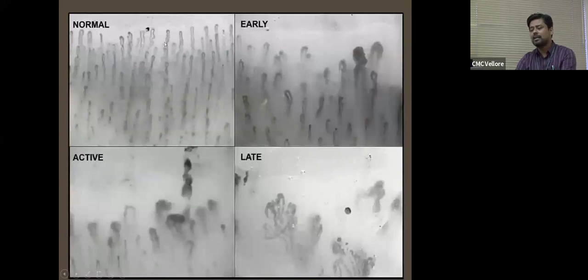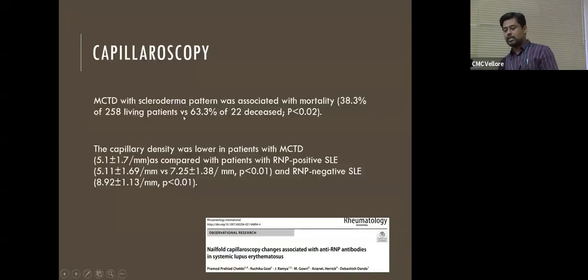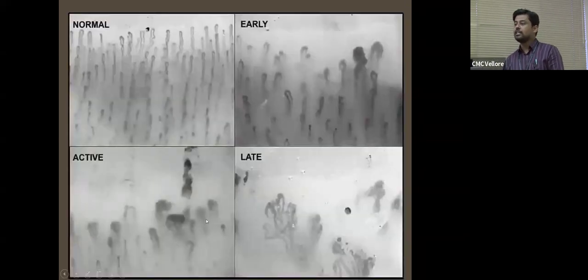This is normal, parallelly arranged capillaries which you see at the nail fold. Early changes will have these giant capillaries which are big, and there may be some hemorrhages. In the active phase, there are more hemorrhages and a little bit of capillary loss has started, and in the late stage you have neoangiogenesis, arborization and very few capillaries. In MCTD patients, we mostly see the early type of disease, and there may be a little bit of density loss, but not as bad as the late one.